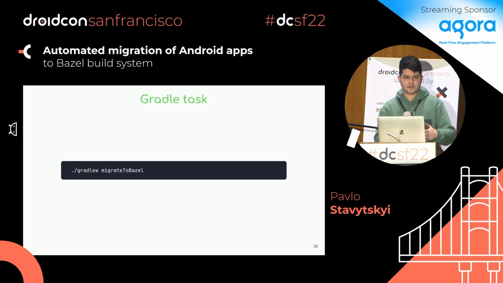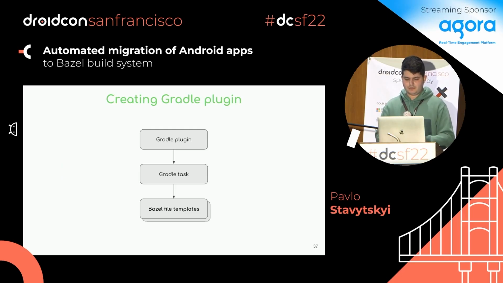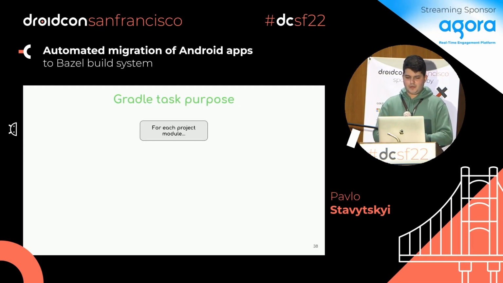And as a result, we will just generate a bunch of Bazel files. And finally, we also need to create a bunch of Bazel file templates. So we'll talk about it in a minute. Okay, so we are talking about the Gradle task, which is the body of our whole migration, and let's talk about what it should do.